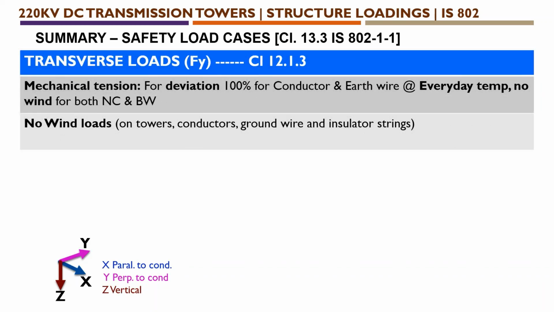So next we are seeing the transverse loads in Fy, y direction. In this we need to refer clause 12.1.3. This is applicable for all the types of towers, suspension, tension and dead end towers. Here the mechanical tension for deviation only we need to consider, 100% for conductor and earth wire at everyday temperature and no wind cases. For both the normal condition and broken wire condition we need to consider, and here also no need to consider wind loads as in suspension tower in security cases.